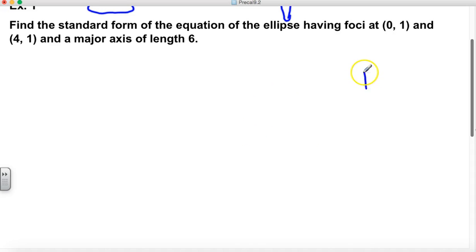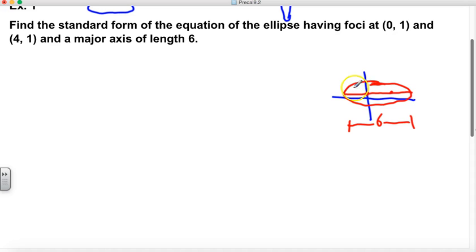All right, so let's just think of a little sketch right here. So we've got foci at 0, 1 and at 4, 1. If the foci are running horizontally, then we know we have a horizontal ellipse, something like this. You can draw a little sketch to get an idea of what it looks like. And the major axis is of length 6. So from here all the way across through the foci must be 6 units long. So we know that that's 6.